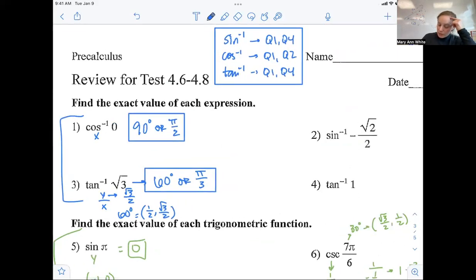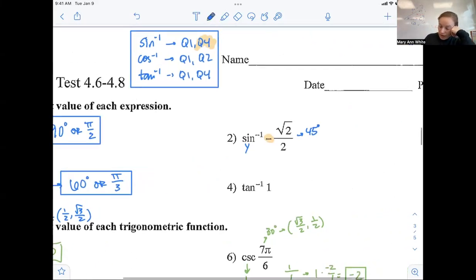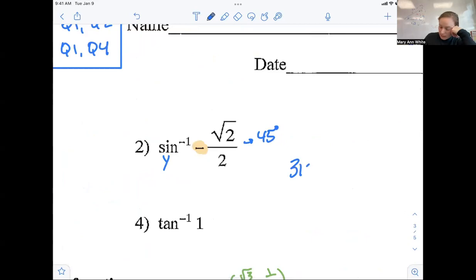Inverse sine of negative root 2 over 2. So what angle has a sine, or a y, of negative root 2 over 2? I know negative root 2 over 2 goes with 45, but I'm not going to be in quadrant 1. I'm going to be in quadrant 4 because it's negative. So you can do 360 minus 45, which is 315. And then I know that that's 7 pi over 4 as a radian.